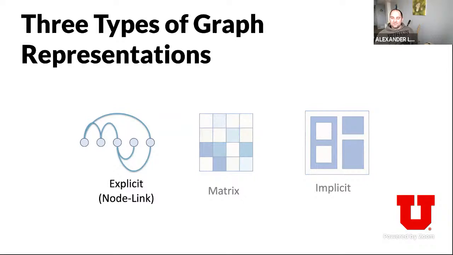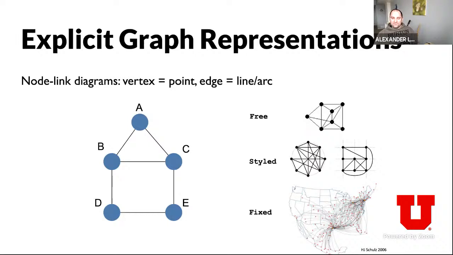And so the classical explicit graph representation is your node link diagram, where your vertices are points and your edges are lines or arcs. And this seems easy and well understood. There's a couple of different ways you can create those layouts. So first, you could create layouts without any restrictions. You could have a completely free layout, but you could also have some kind of style layout. So you could have a reason to arrange your nodes in a particular order.